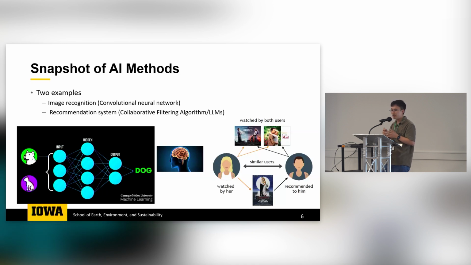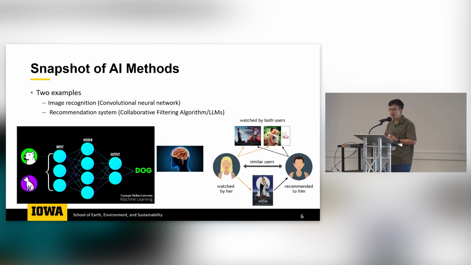Another example is recommendation systems, like when we watch YouTube. After you watch some videos, it recommends more videos based on your interest, because you are in a big data set. So those are two examples. How can we use these two AI examples in geophysics to help expand and improve geophysical data?